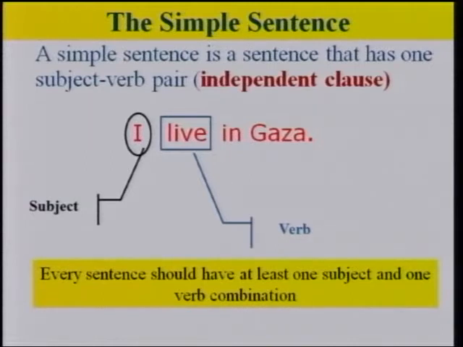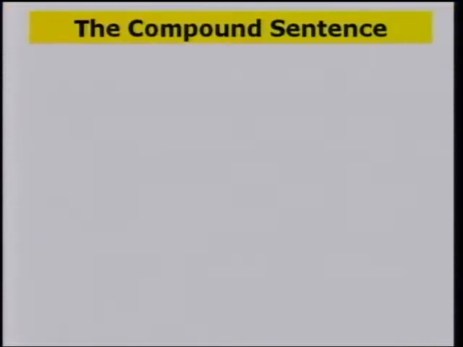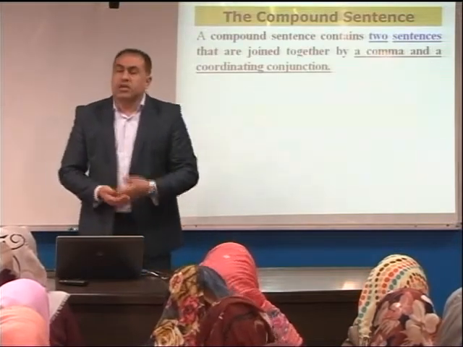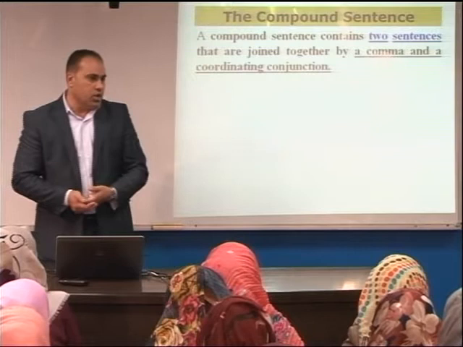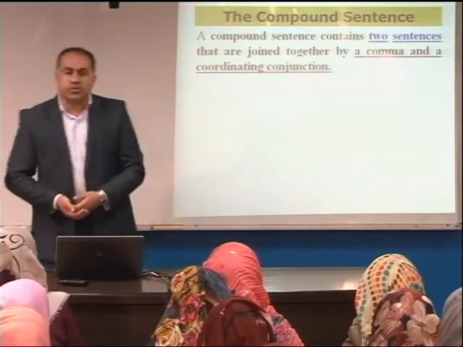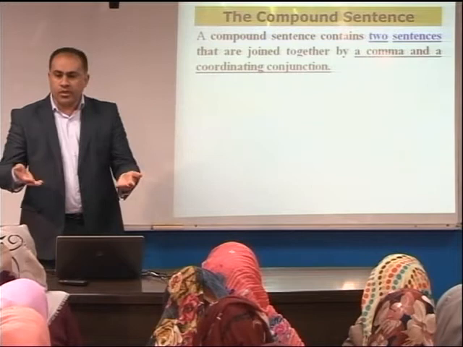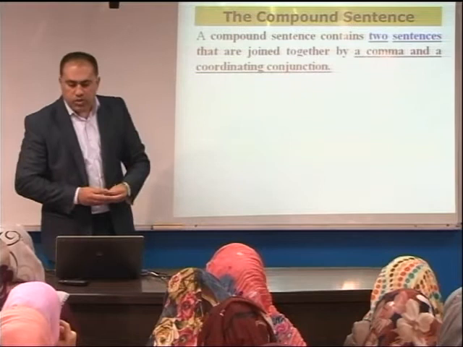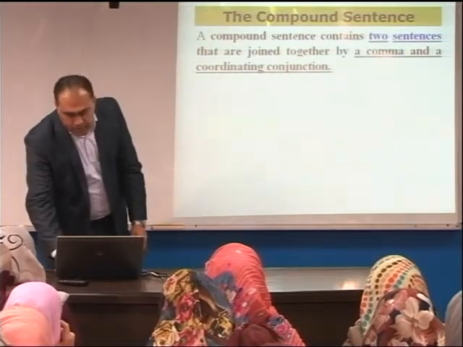and a verb relationship, a subject and a verb pair. For example, I live in Gaza City. So at least every sentence must have a subject and a verb combination and express a complete idea. But as you know, language is not only composed of simple sentences, we use different structures. So one structure, very common, that we use is the compound sentence. What is a compound sentence? It's basically two simple sentences that are joined together by a comma and a coordinating conjunction.